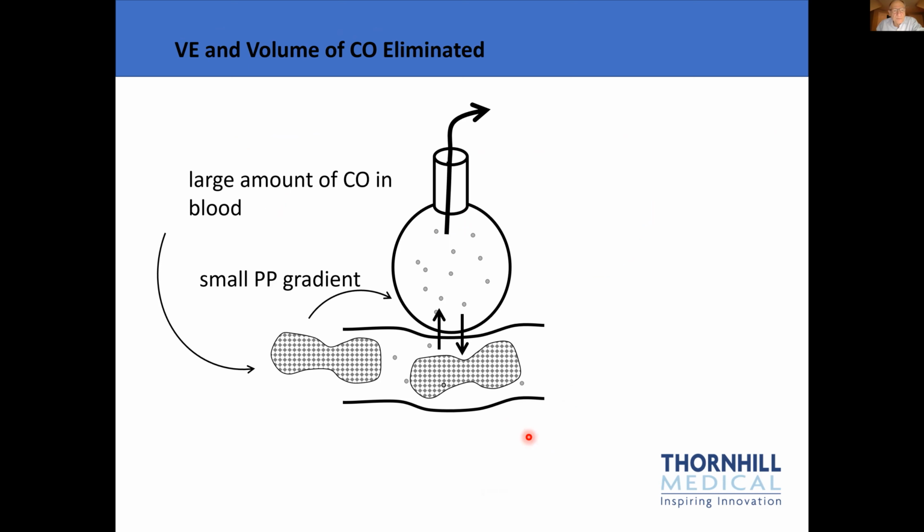And my thinking is as follows. There's a large amount of carbon monoxide in the blood, and there's a small gradient going in. But because there's so much carbon monoxide on the hemoglobin, there'll be an equilibration between the alveolus and the red blood cell in any event. So if you just breathe normally, a little bit of this is lost compared to the large amount that's still in the blood with each breath.